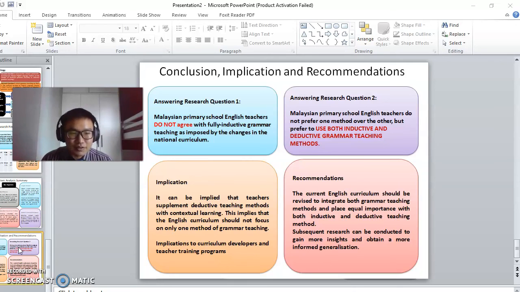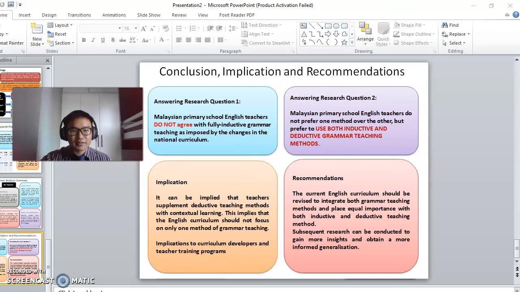An implication to this is that teachers supplement deductive teaching methods with contextual learning. This implies that the English curriculum should not just focus on only one grammar teaching method. This has implications to curriculum development and teacher training programs. As a researcher, my recommendation is that the current English curriculum should be revised to integrate both grammar teaching methods and place equal emphasis on both within the English curriculum for primary school students.